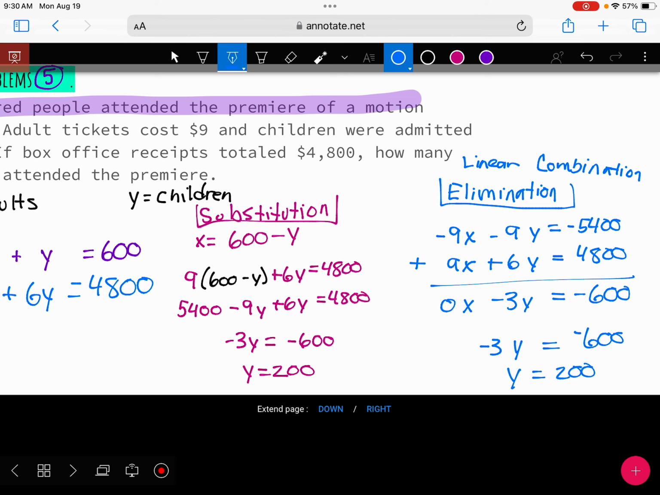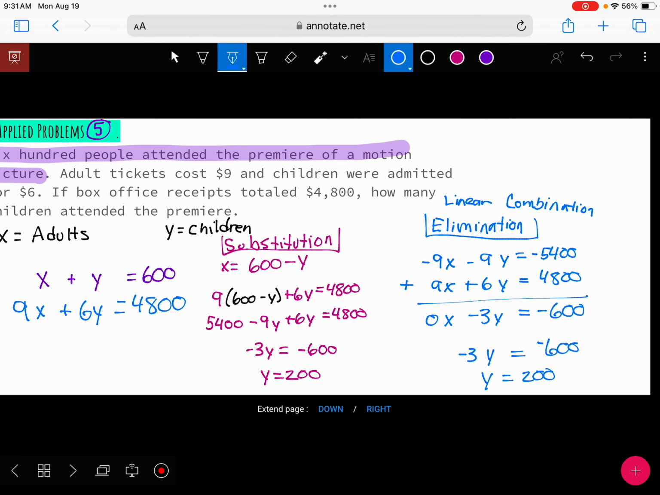I took my x plus y and I multiplied it by -9. So -9 times x gives me -9x, -9 times plus y gives me -9y. I chose -9 because that made my x's cancel out. 9x plus -9x gives me my 0x. So I picked the -9 to multiply this top equation by so that my x variables would cancel out. I multiplied this whole thing by -9. Okay?